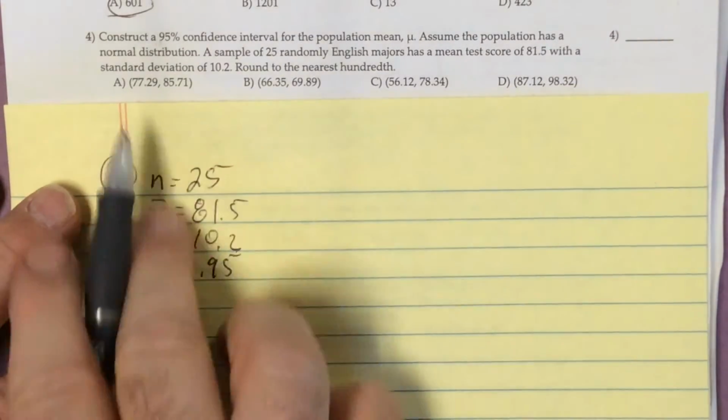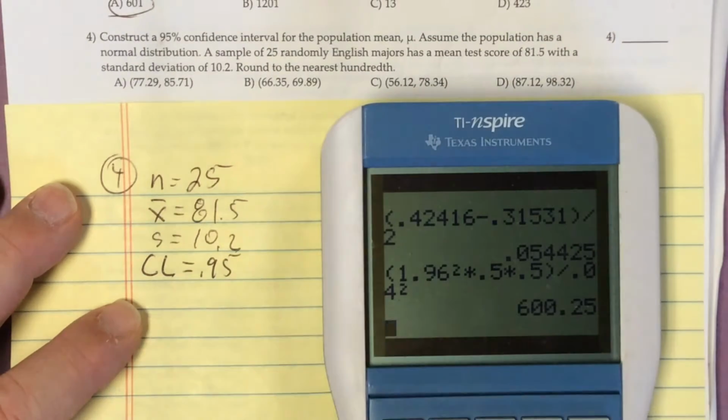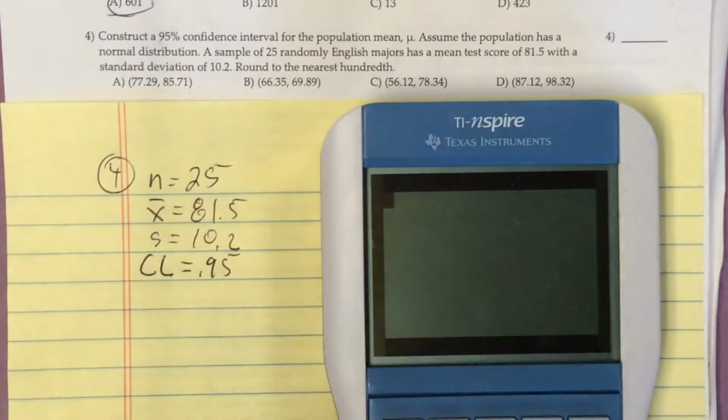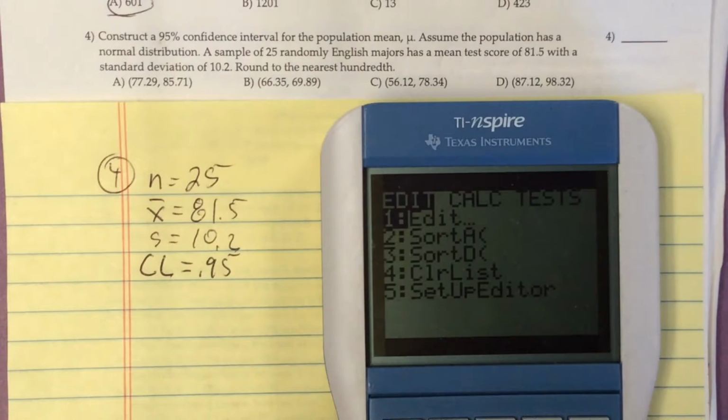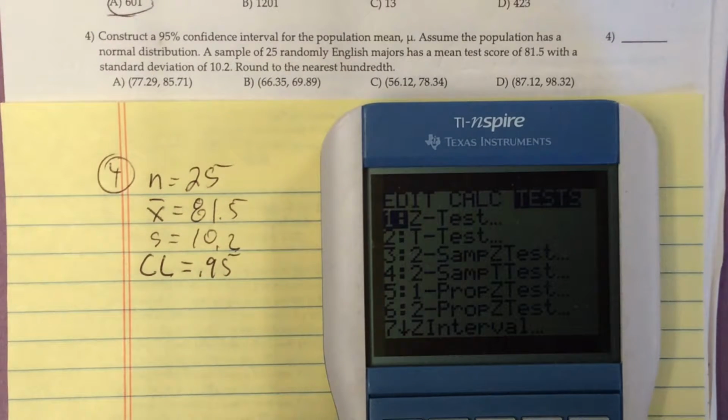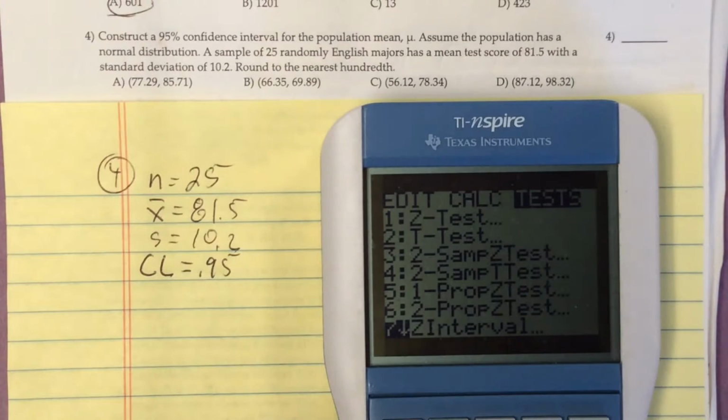And we're going to go ahead and put this information in, and the calculator should give us a nice value for this. So how do we do this? We're going to go to Stat, we're going to go over to Tests, and we're going to arrow down. Now the z-interval, choice 7, that is what we use when we are told the population standard deviation.